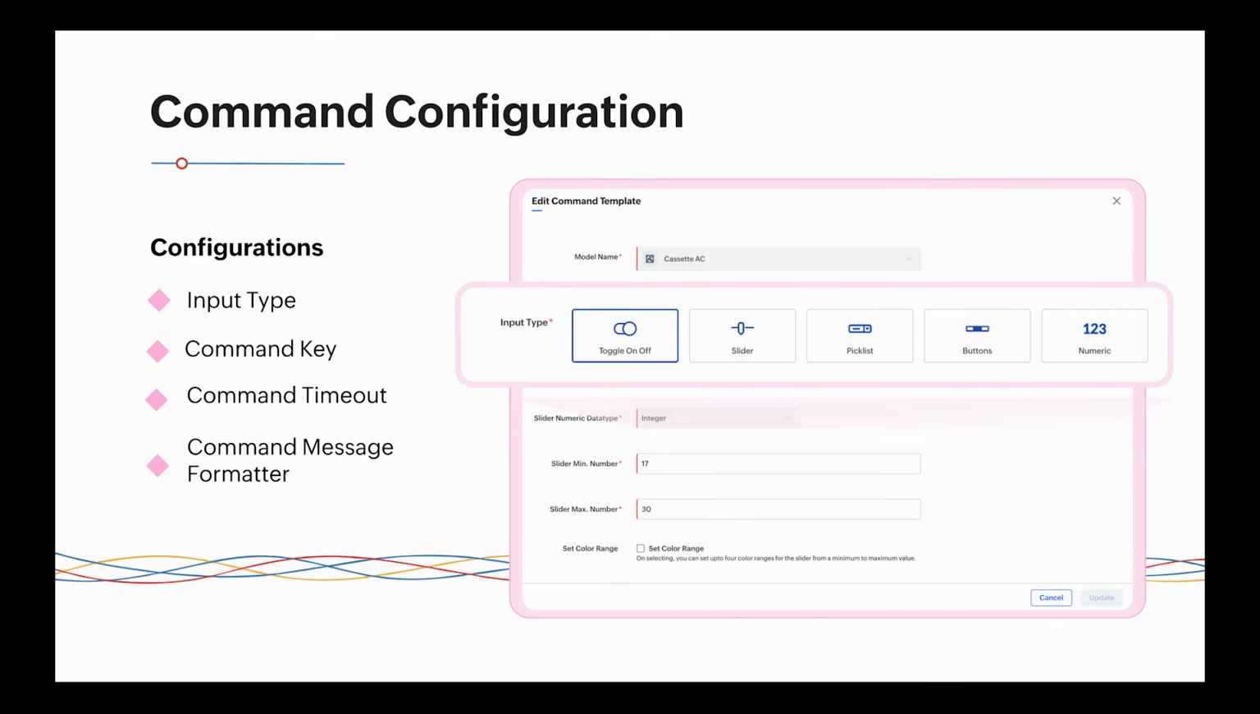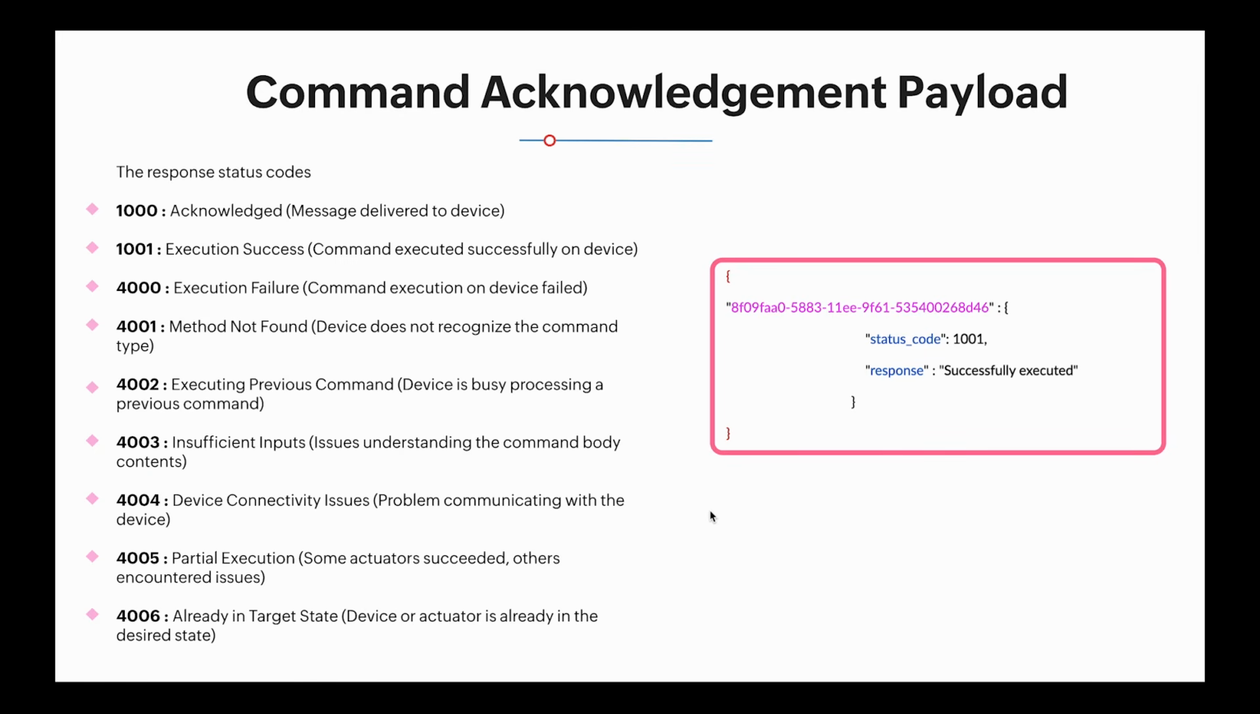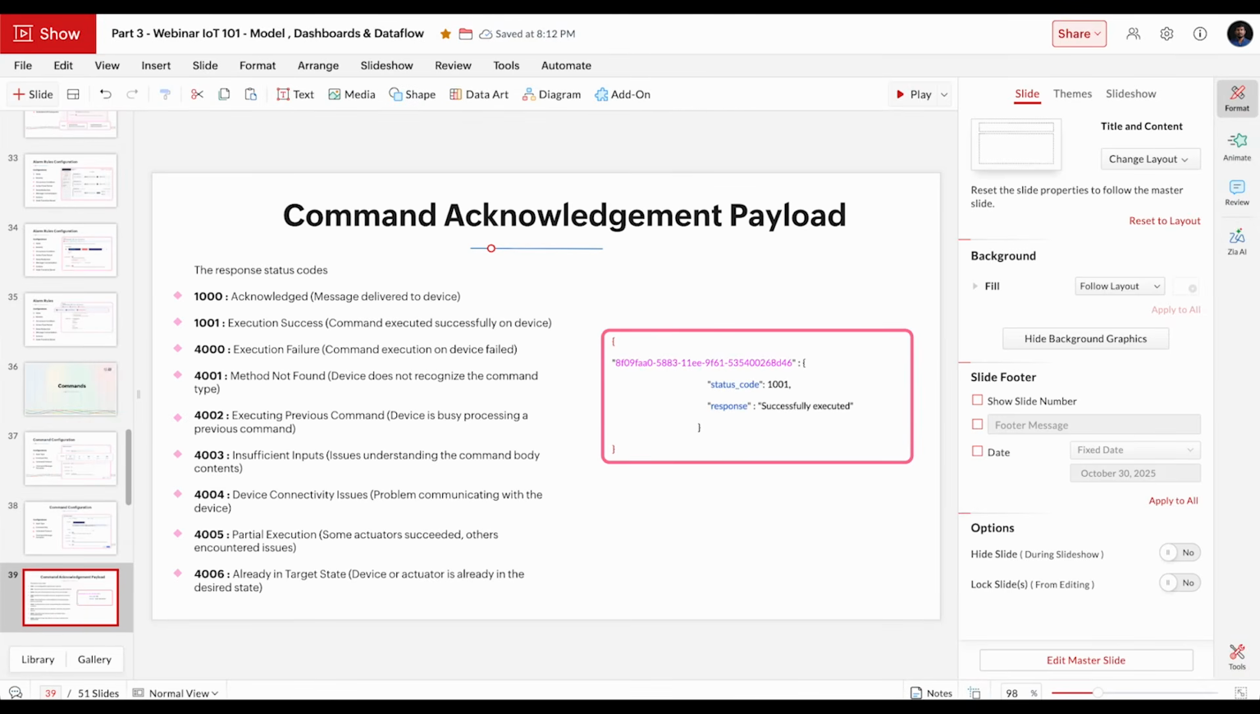There are command timeouts as well. So these are some of the inputs that we could give. For successful command acknowledgement, we have predefined status codes. Once you execute that on the device side, we expect that the edge should send a response in a particular format, where 1001 means execution success, like that. So we can see a quick example as well.